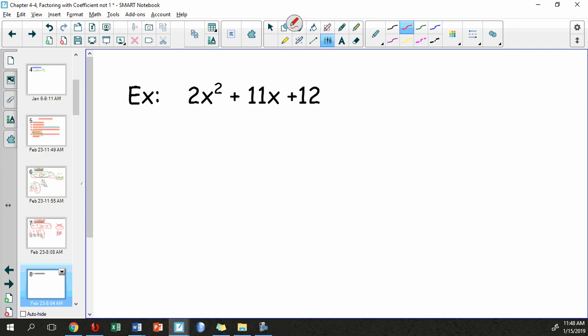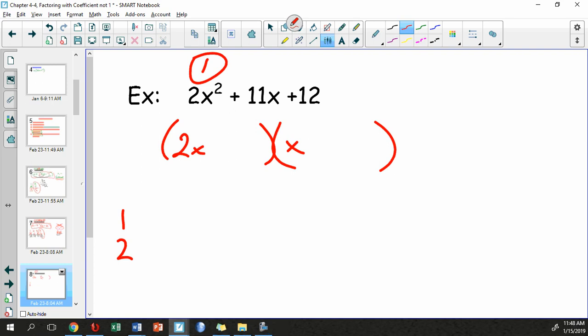So here's what we're going to do. We're going to do the same problem just like we have been doing. Okay? Step 1, how do I break down 2x squared? What are my factors of 2? 1 and 2. I don't have a choice, do I? I have to use a 2x and a 1x. Would you agree with me? That's the only way I can obtain a 2x squared.